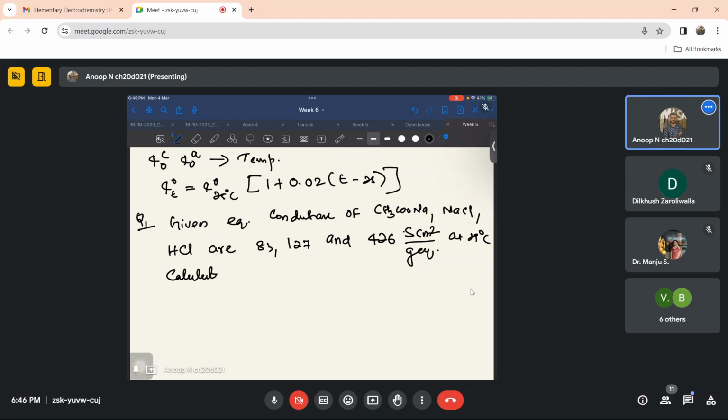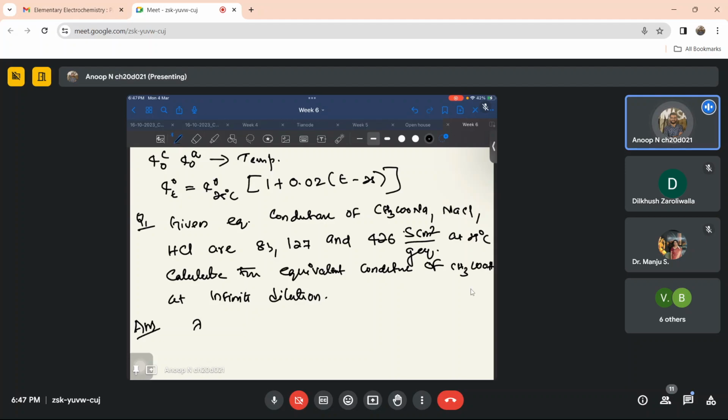Calculate the equivalent conductance of CH3COOH at infinite dilution. This is a problem written in, I think, the first class or something. So, all of you solved it. Can you try? What's the answer coming?